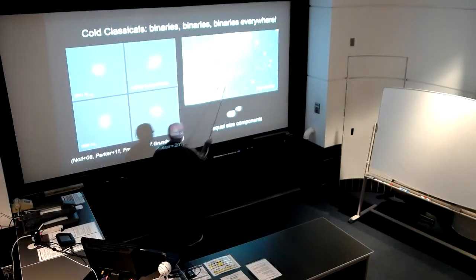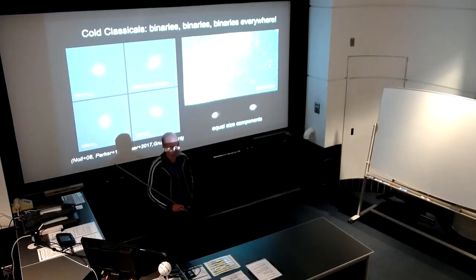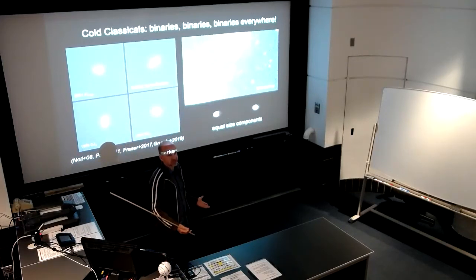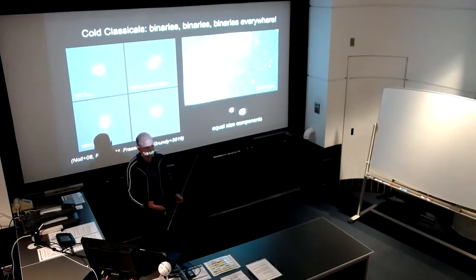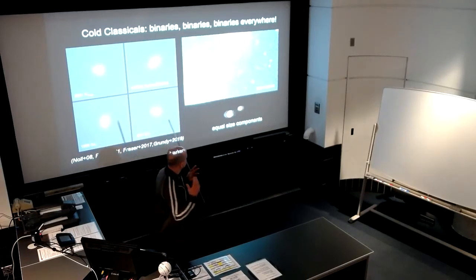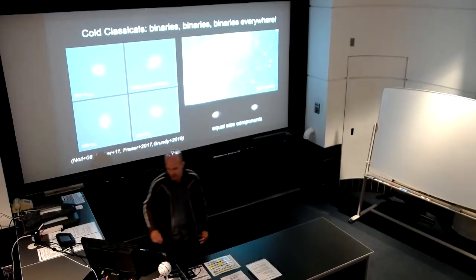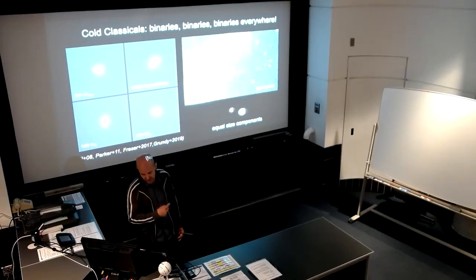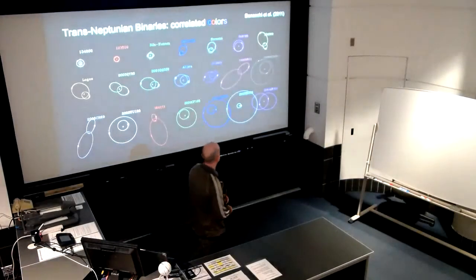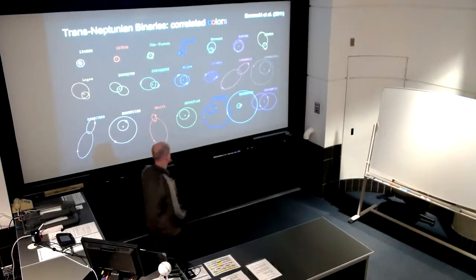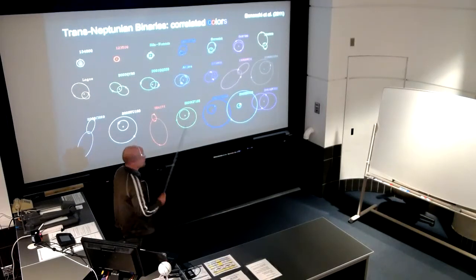Now, the two components in these binaries often have the same brightness, which means that they are about the same size. And this is an example: equal size wide binaries that are observed in the cold classicals. That's one. The second interesting observation about these binaries, and this is the list of all known binaries in cold classicals, is that they have correlated colors.